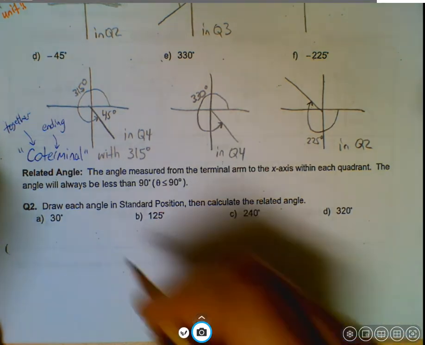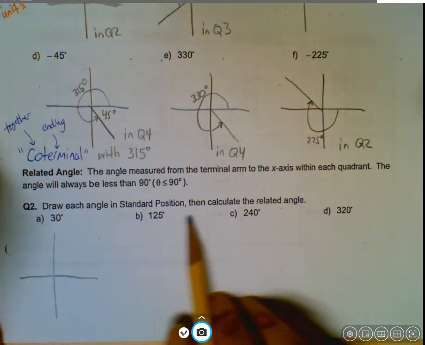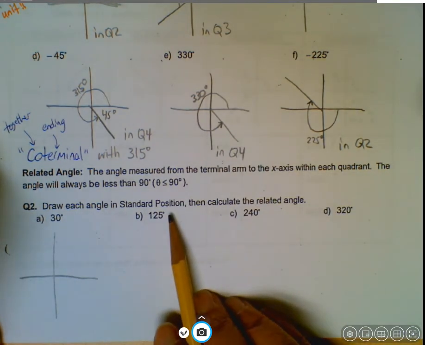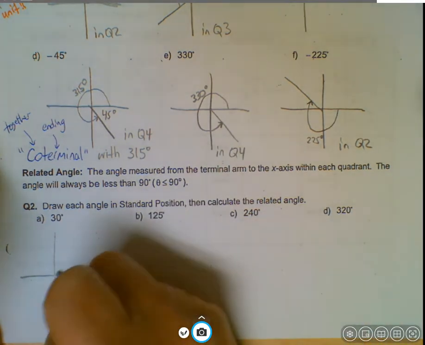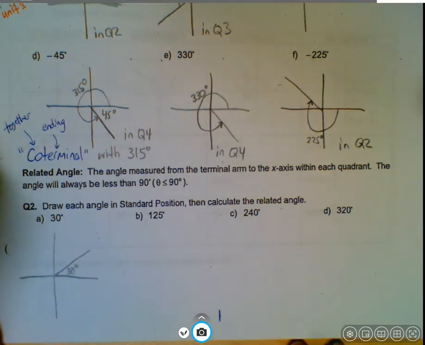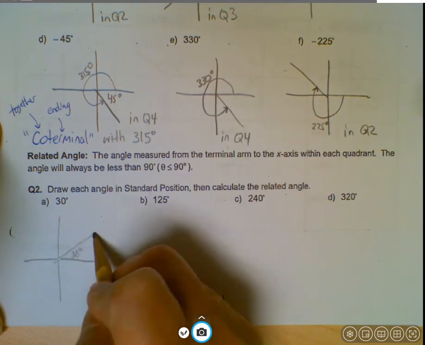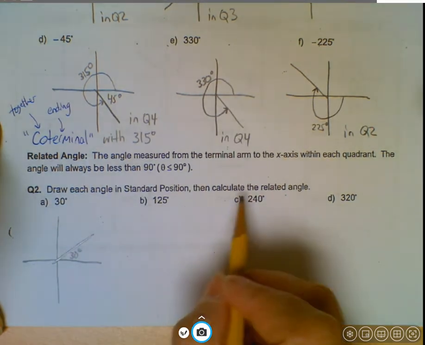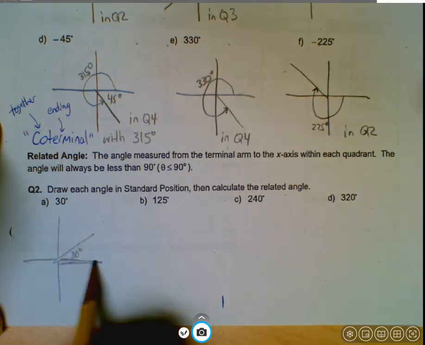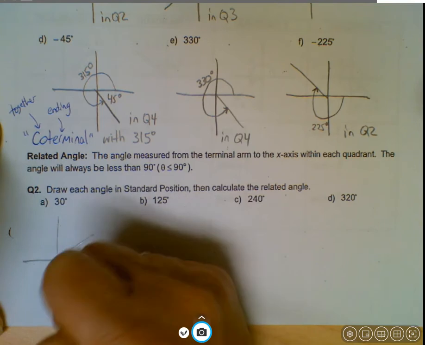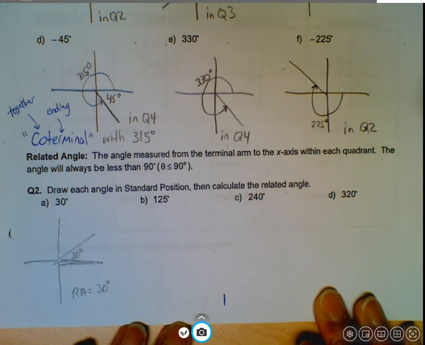Let's do question 2 and figure this out. It's asking us to draw each angle in standard position and calculate the related angle. So 30 degrees is going to be right here. I've drawn it. The related angle is measured from the terminal arm to the x-axis within this quadrant that it's in. So this is the related angle. So in this situation, my related angle is also 30 degrees.